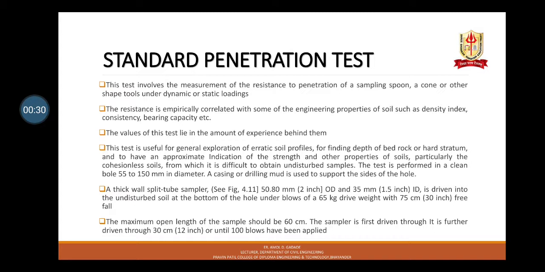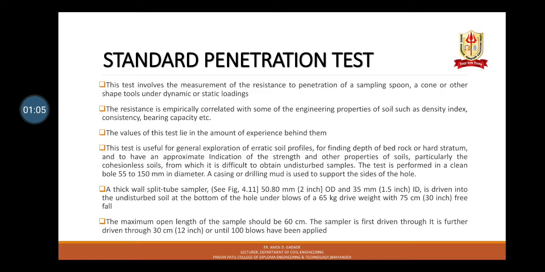The value of this test lies in the amount of experience behind it. This test is useful for general exploration of erratic soil profiles, for finding depth of bedrock or hard strata, and to have an approximate indication of the strength and other properties of soils, particularly cohesion-rich soil, from which it is difficult to obtain an undisturbed sample. The test is performed in a clean hole 55 to 150 mm in diameter. A casing or drilling mud is used to support the sides of the hole.